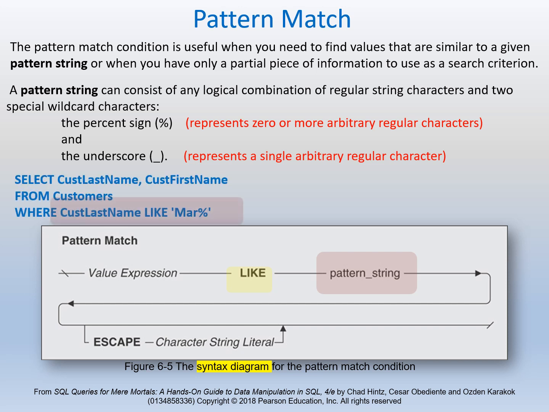In this example, we have select customer last name, customer first name from customers, where customer last name like, that's our operator, 'MAR%'. This will select all customers with a last name beginning with the letters MAR. The percent symbol represents any remaining characters that can be in the string.